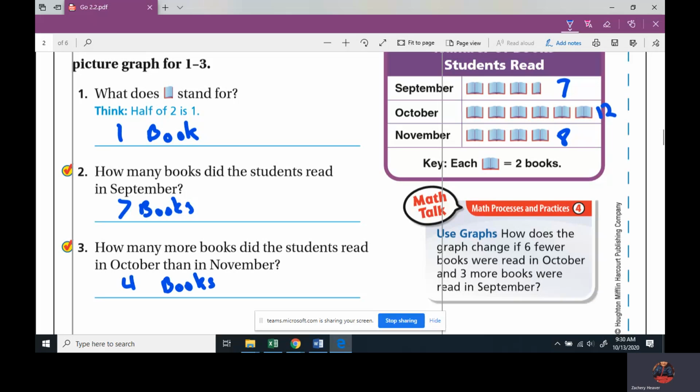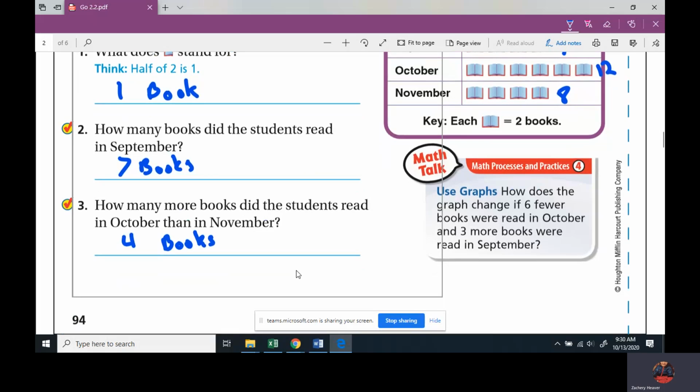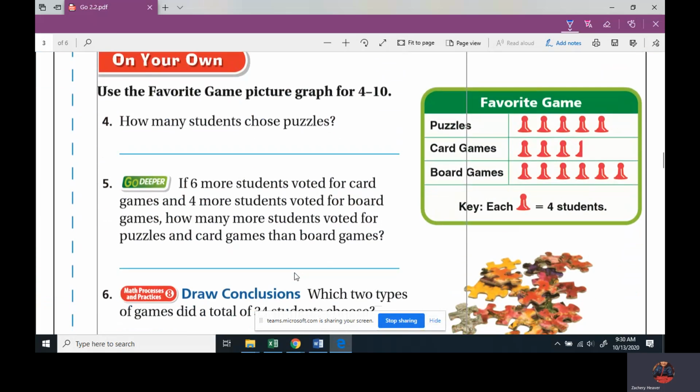Great. Did everybody get that? Oh, hold on. This one is on your own, but I'm going to do it with you. Let's decode our graph real quick. Each puzzle piece stands for 4 students. So, David, how many students liked puzzles?